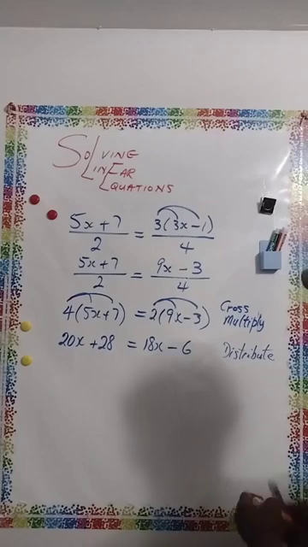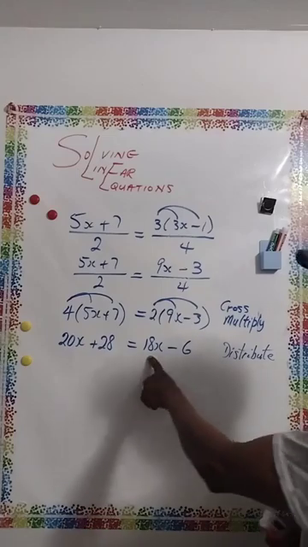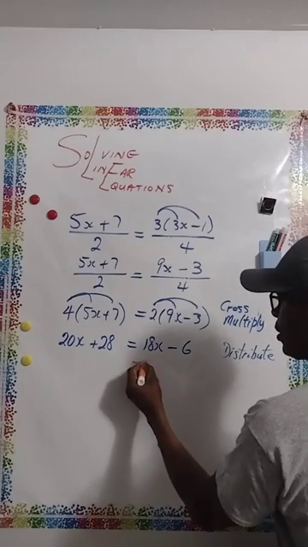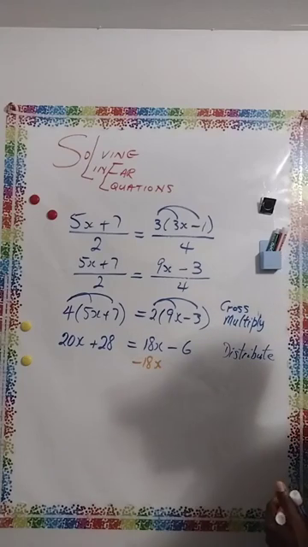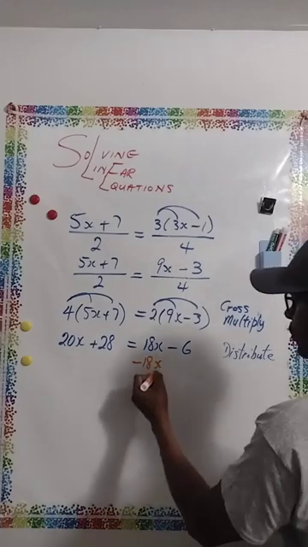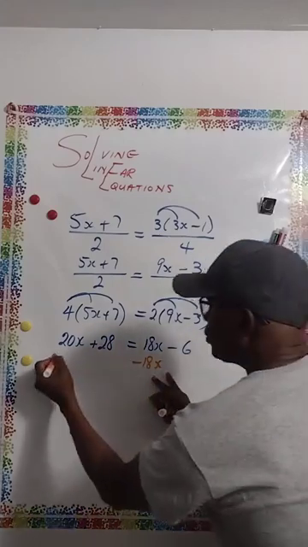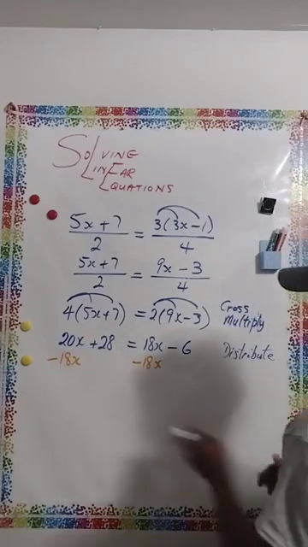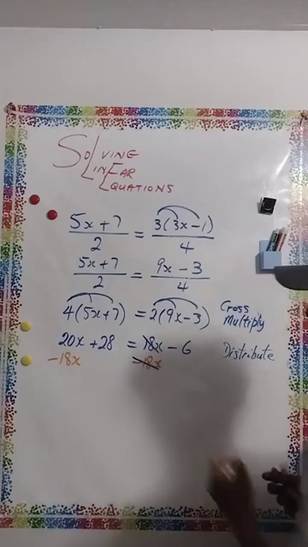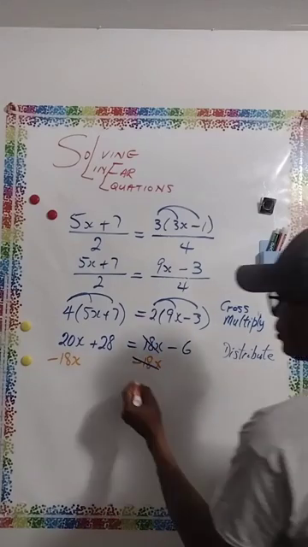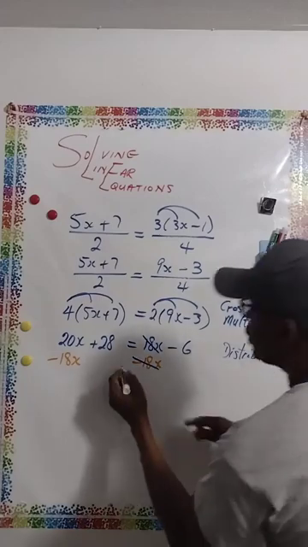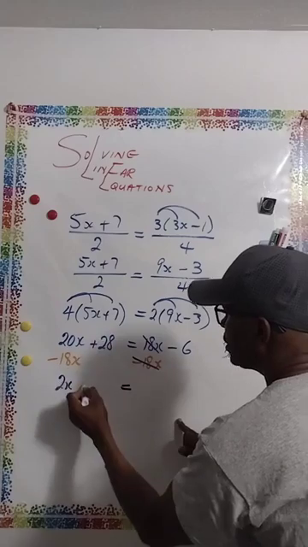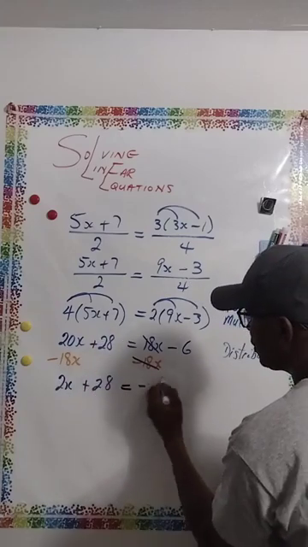From there, we are going to attempt to group our like terms. We're going to go after the x's first. You want this 18x to go onto the left hand side. So in other words, we're going to undo it from over here and align accordingly. You're undoing 18x, it becomes negative 18x. Whatever you do on one side of the scale, you do on the other side of the scale. On the right hand side, these two are going to cancel out because 18x minus 18x is 0. On the left we're going to leave 20x minus 18x, which is 2x. Bring down your 28. Bring down your negative 6.